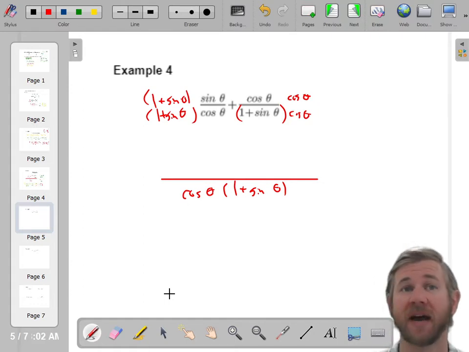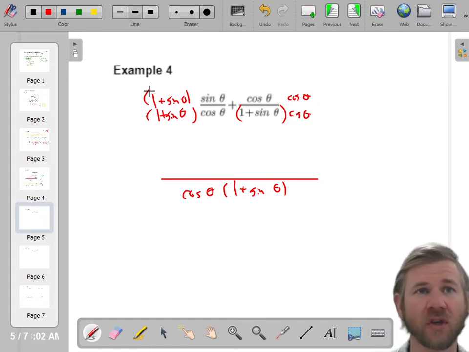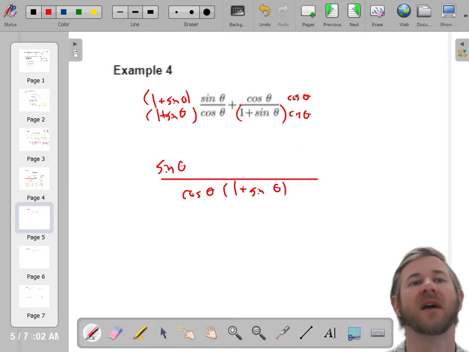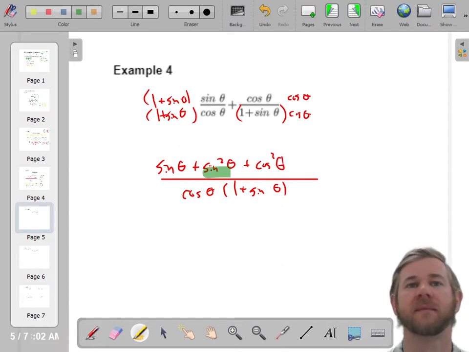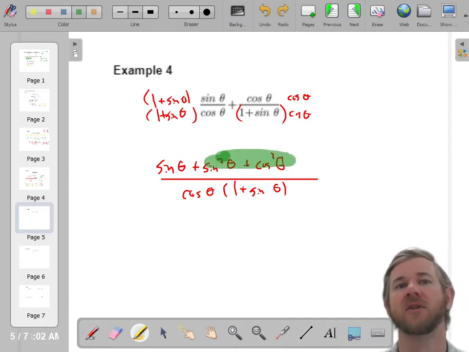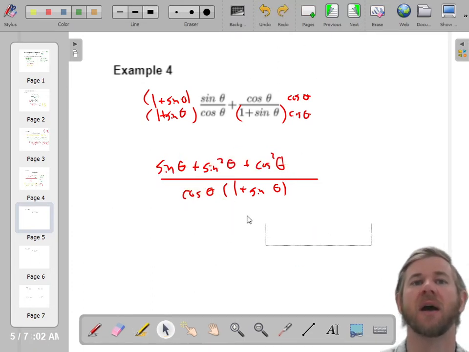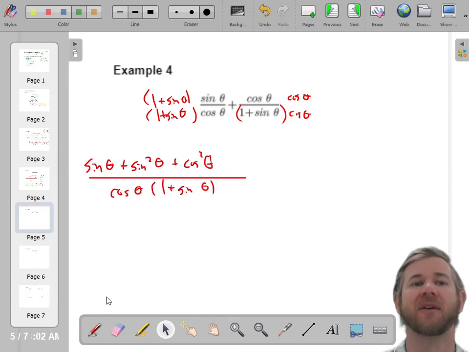But let's deal with the top now. So 1 times sine, I'm distributing. 1 times sine of theta is the sine of theta. Sine of theta times sine of theta is sine squared theta. And cosine theta times cosine theta is cosine squared theta. So first thing, hey, look at that. Sine squared plus cosine squared. You should be thinking, that's a thing. That's my spidey sense. That simplifies to 1. That's a Pythagorean identity.